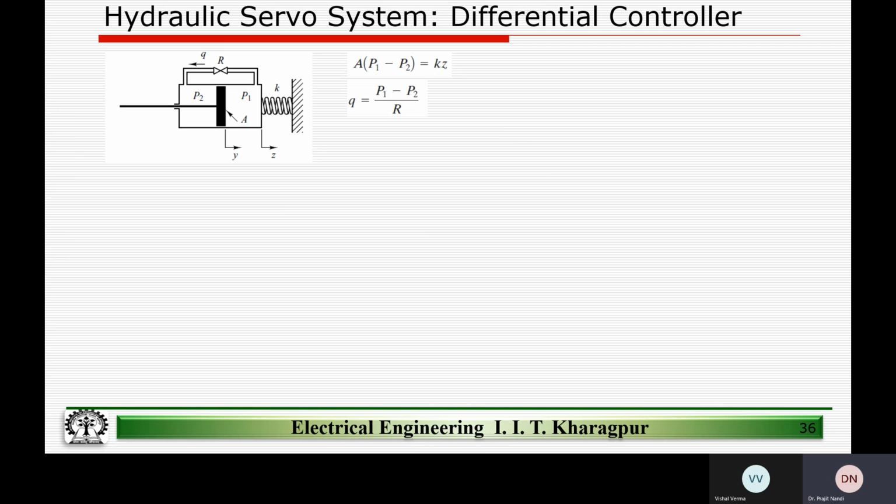We also know the restrictor flow equation: the flow rate of the fluid is given by the pressure differential across the restrictor divided by the restrictor constant R. You can equate flow with current, P1 minus P2 with voltage, and R with a resistor. In electrical terms, flow rate is current and pressure is voltage. We have discussed this earlier.